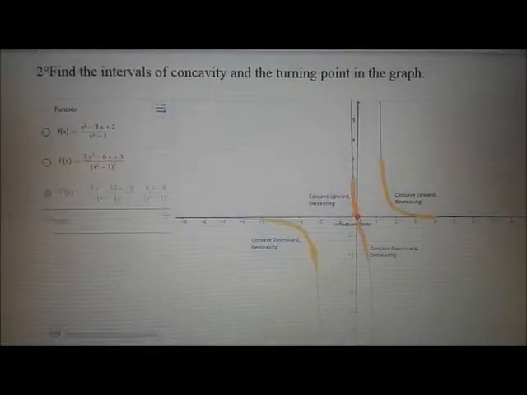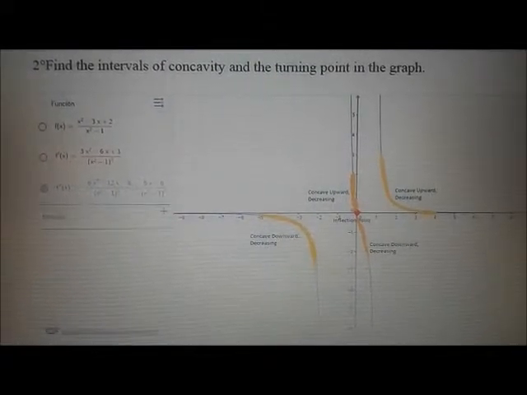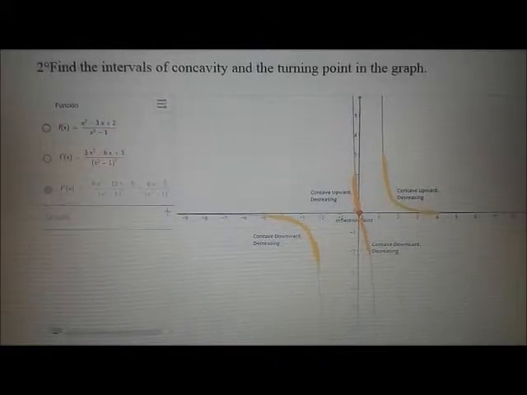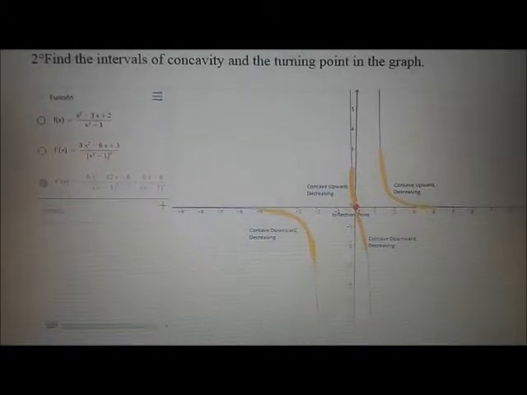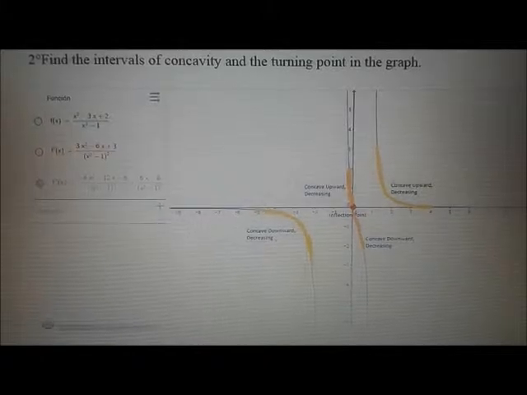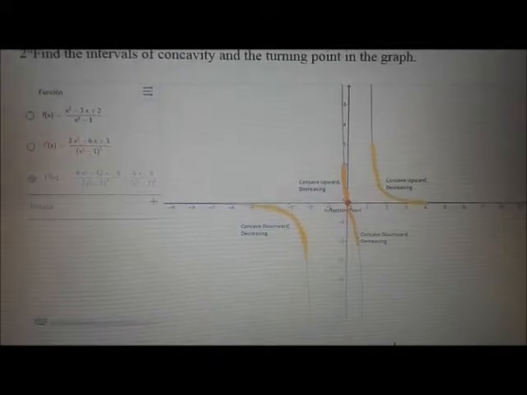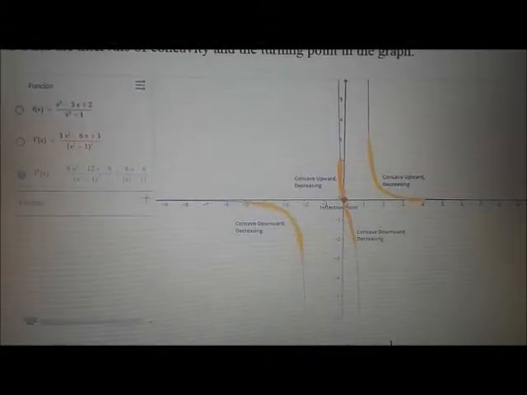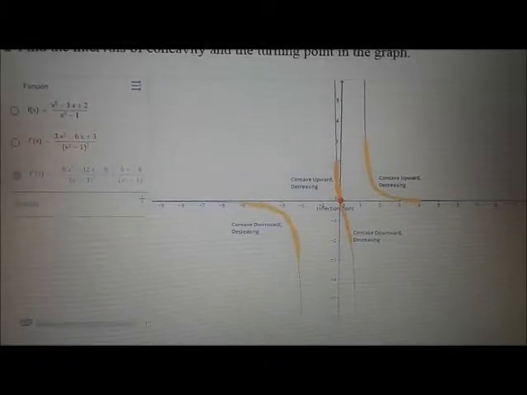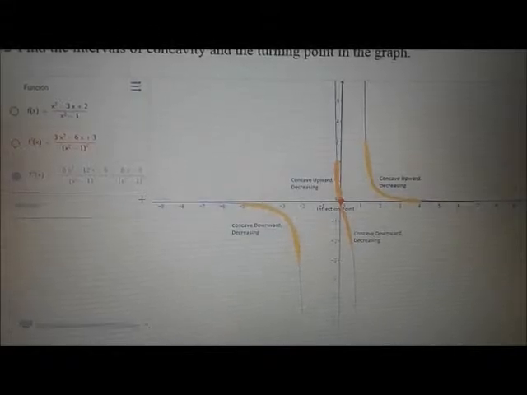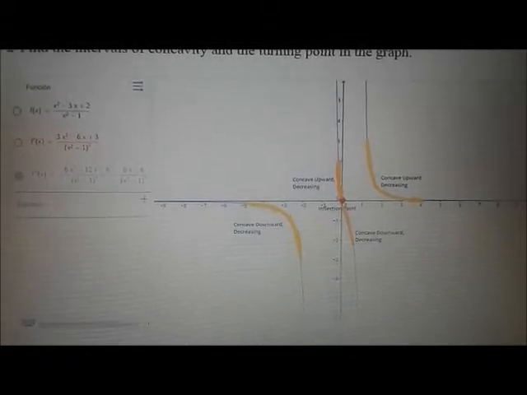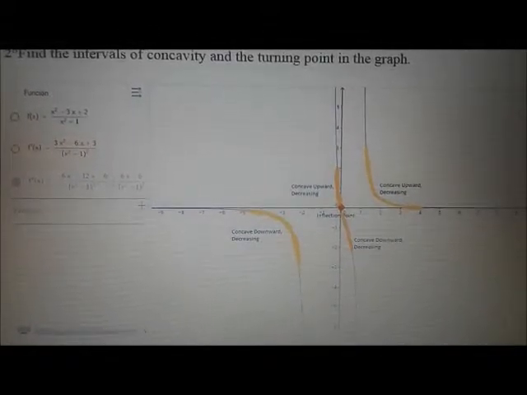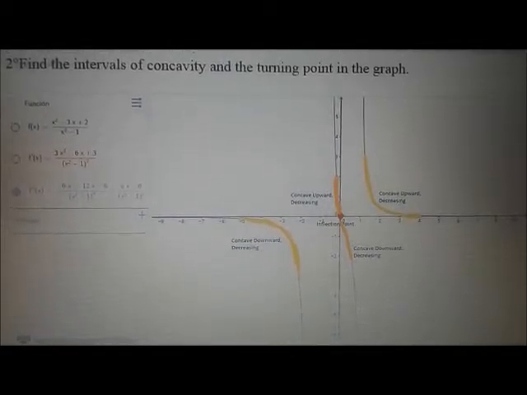Find the intervals of concavity and the turning point in the graph. The graph is the graph of our second derivative. So the graph shows the intervals where the concavity is downward and upward, and the red point is the inflection point.